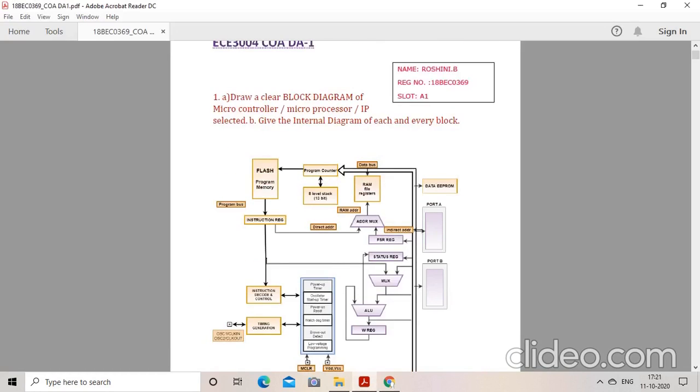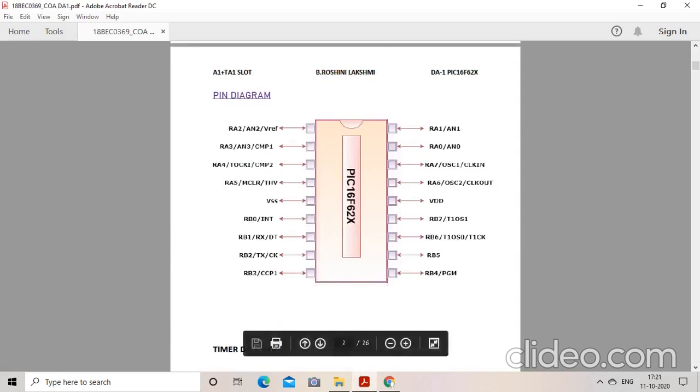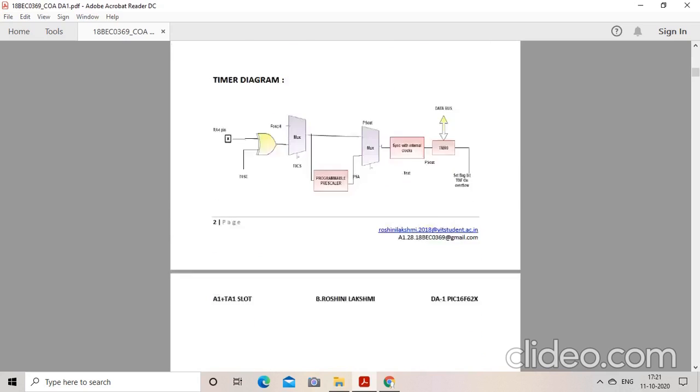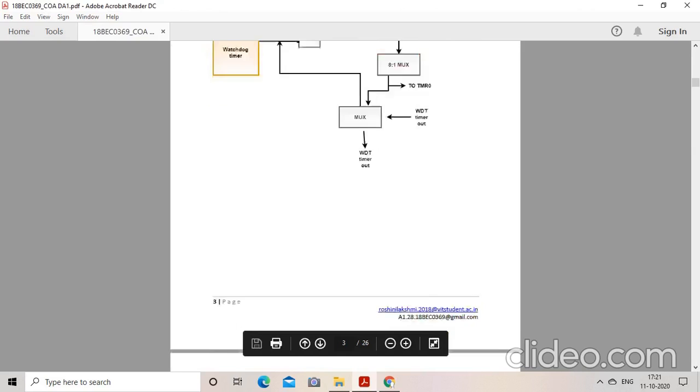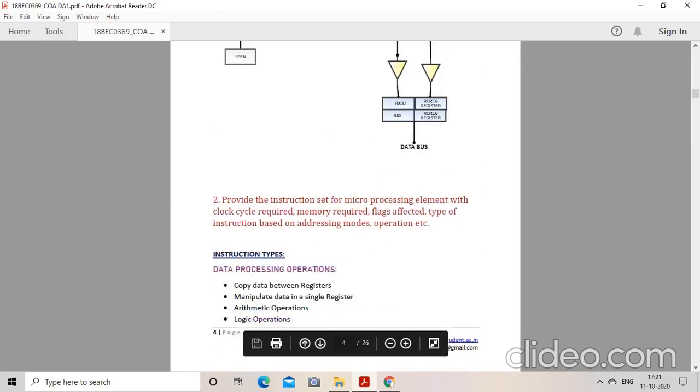And then we were asked to draw internal diagrams of each and every block. This is a pin diagram of PIC16F62X. Coming to the internal block diagrams, this is the timer diagram. This is a watchdog timer. This is the USART receiver block diagram.